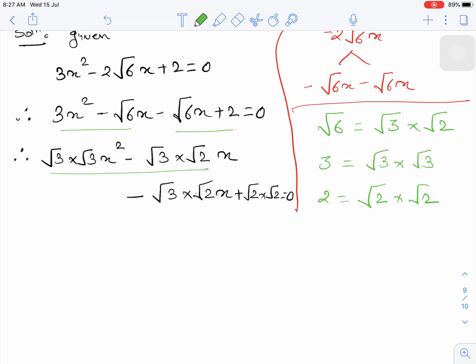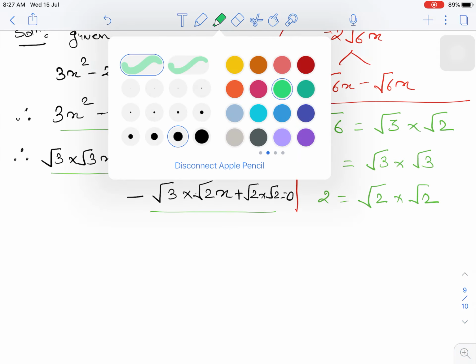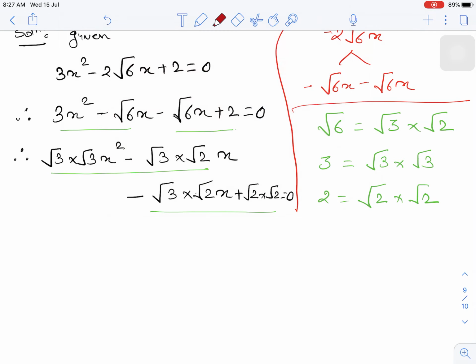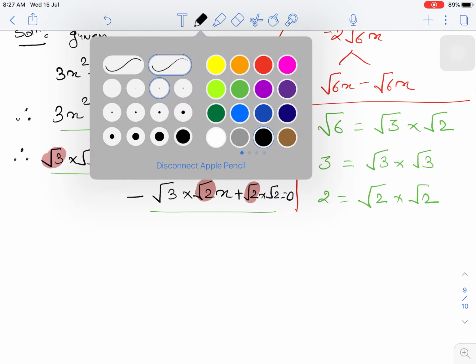Okay, now in the next step what we are going to do, let us find the common factor between this one and this one separately. Now here what is common? So I am highlighting it. It can be seen that here √3 is present, here also √3 is present, here x is present, and here also x is present. Okay, and here √2 is present, and here also √2 is present. So these are the common terms. So let us remove them one by one.